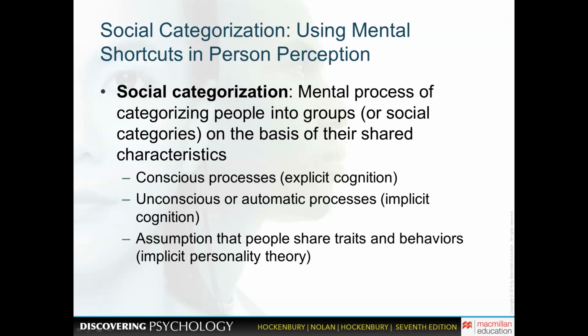Then you'll notice in parentheses on the second phrase right here, I said implicit cognition. Implicit cognition refers to automatic or unconscious mental processes that tend to influence our perceptions, judgments, decisions, and reasoning processes.